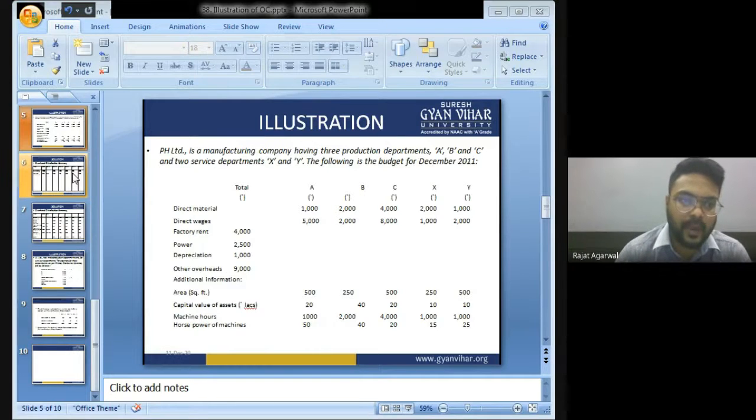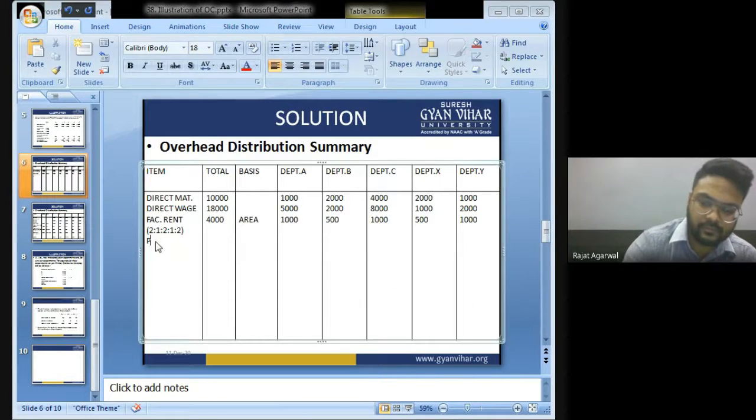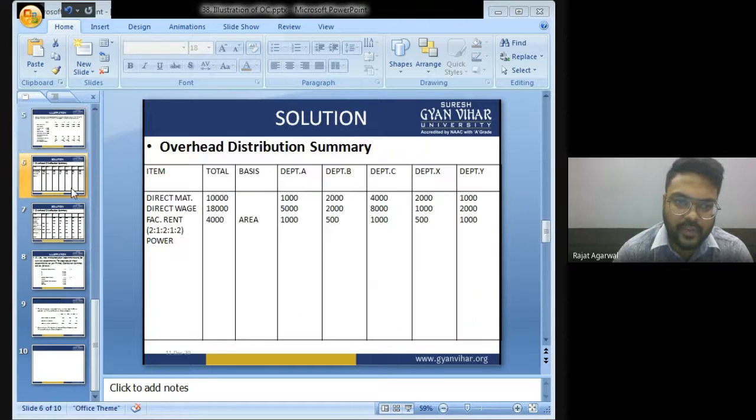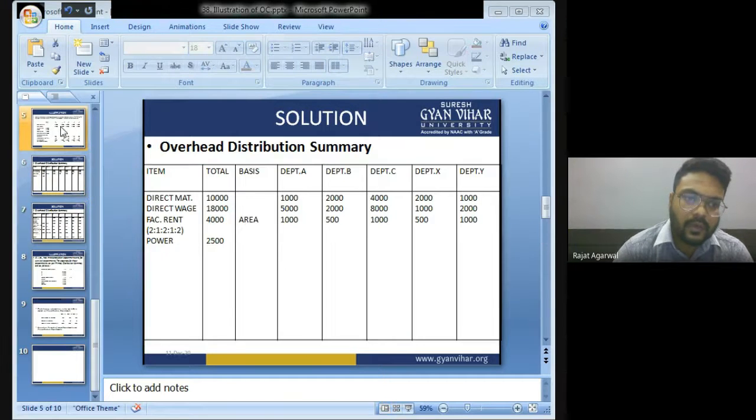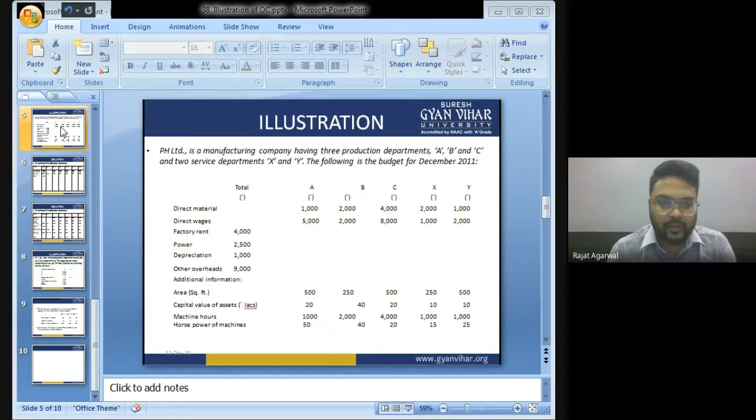After factory rent, power. What is the total expense of power? 2500. Now, power should be distributed on the basis of area, capital value of machine, machine hour or horsepower of machine. Power should be based on the basis of horsepower of machine.